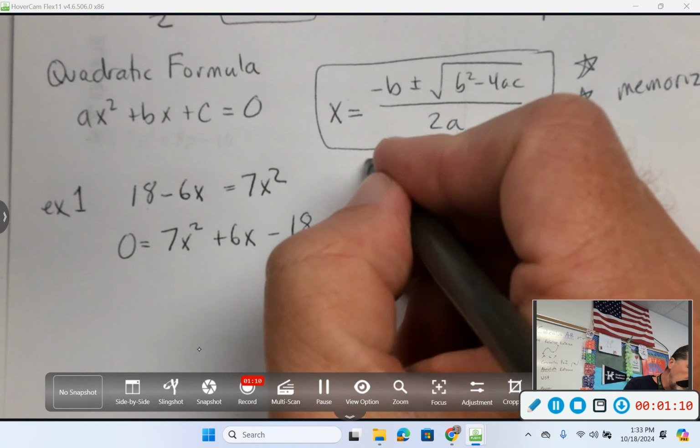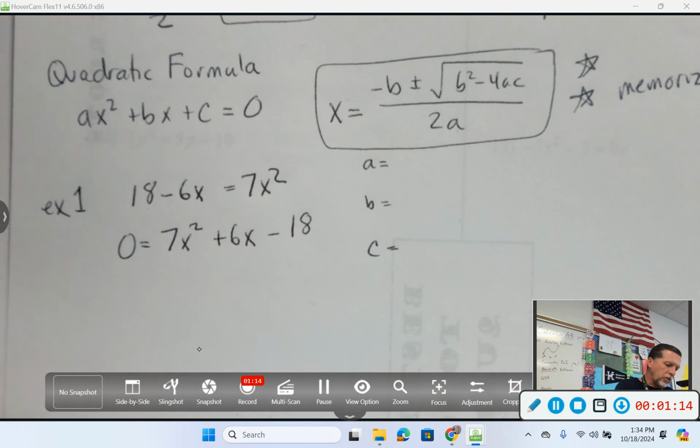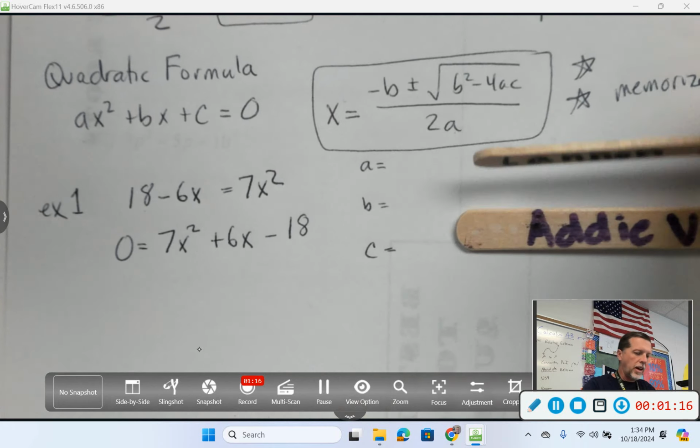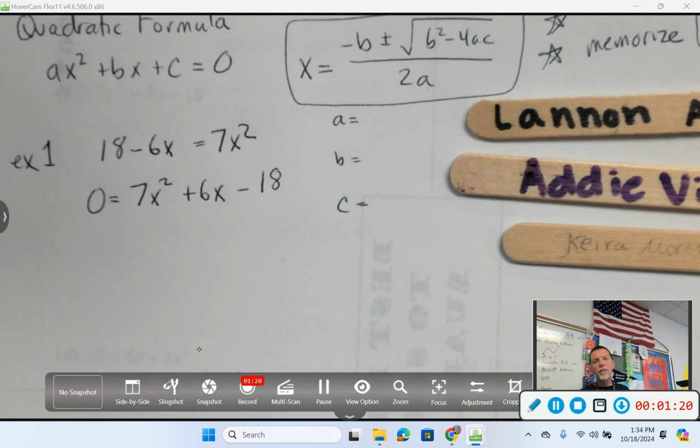Now, I'm going to do this once to emphasize the importance of it, but I'm pretty sure you're not going to write this down every time. But it's important, so we'll take a minute on this one to specifically call out who's A, who's B, who's C, and then we'll use the formula. Again, after we write them out one time, you're probably not going to write them out, you're just going to use them. Lannon, what's A equal to?